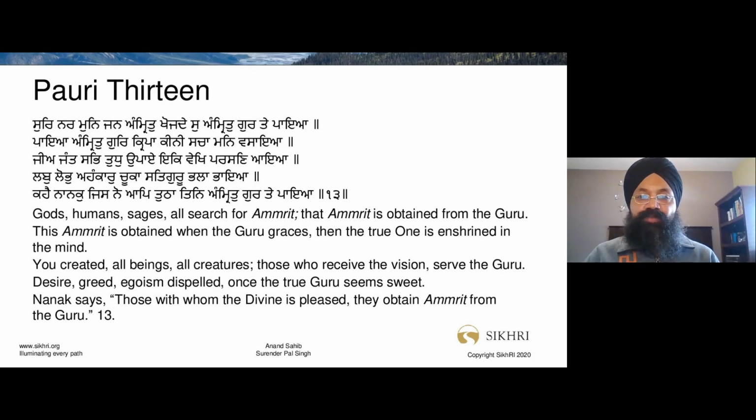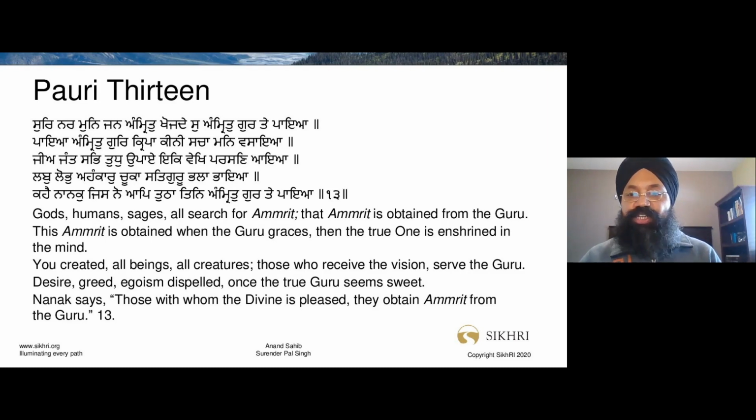Just like we dissected the two words here, Amrit is coming from that. We just covered that. So now there's a re-emphasis on this. Paya Amrit Guri Kirpa Kini Sacha Mani Vasaya. Paya Amrit: when the Guru graced, the Amrit was obtained. The next line explains what it was like. It says Sacha Mani Vasaya, that the eternal divine being was enshrined in the heart when the Guru graced. That is how one becomes immortal. When the Sacha comes to abide within our heart, when we have developed that loving relationship, that connection, that is how the Guru graces us with immortality. That's our idea of immortality, connecting with the divine.